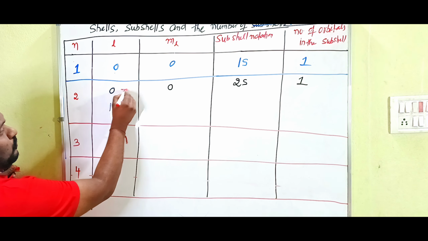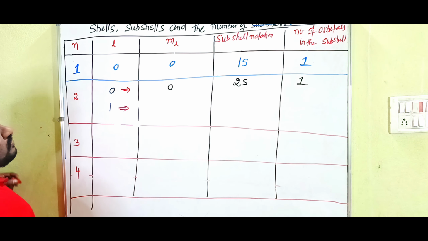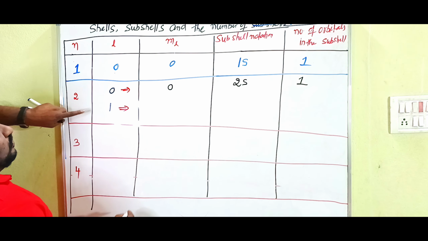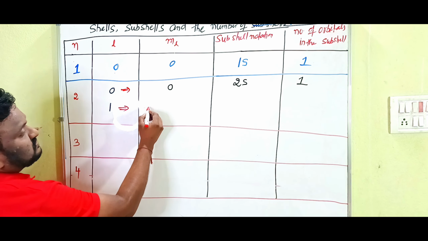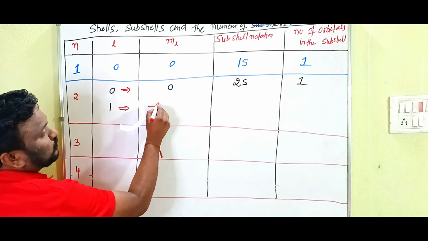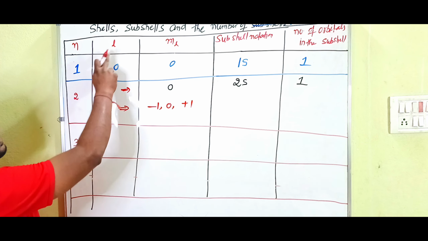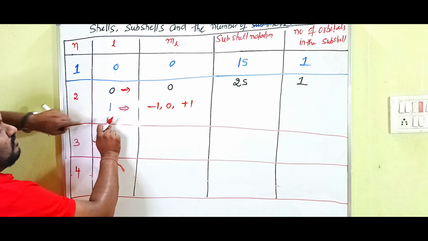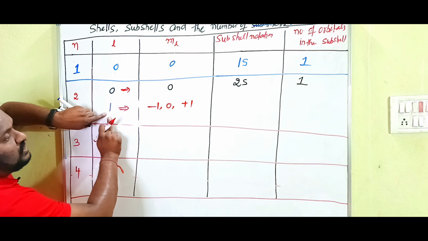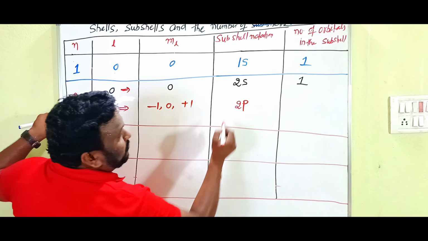And now for l equal to 1. What can you write? ml values are minus 1, 0, plus 1. Clear, children? Now here l value is 1. l value 1 means the p orbital, and that is in the main shell of 2. That's why we can write this is 2p.